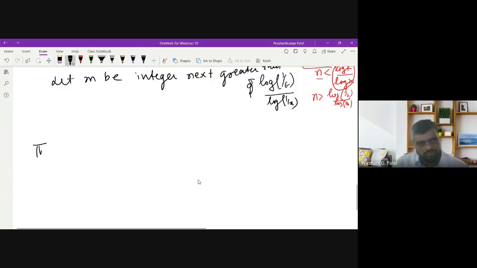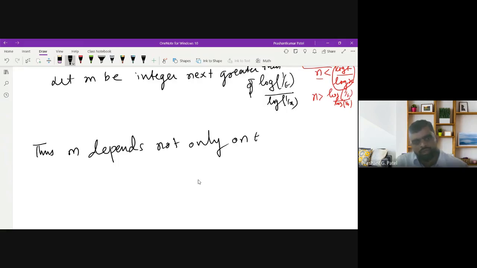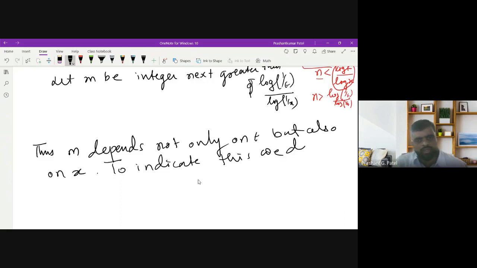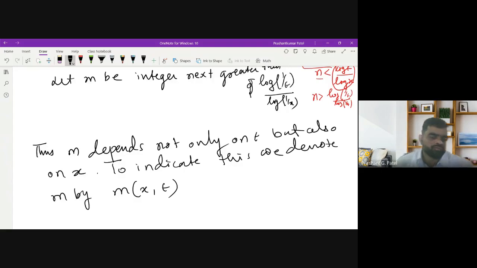Thus, m depends not only on epsilon but also on x. To indicate this, we denote m by a function of x and epsilon. So this is our notation for denoting this.